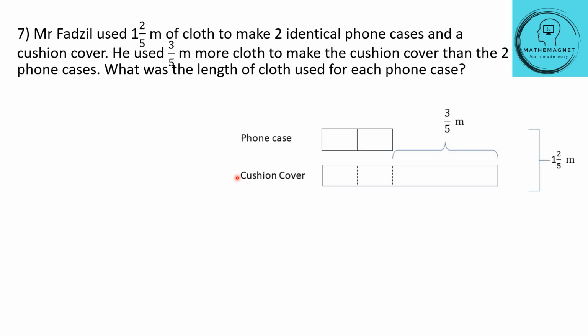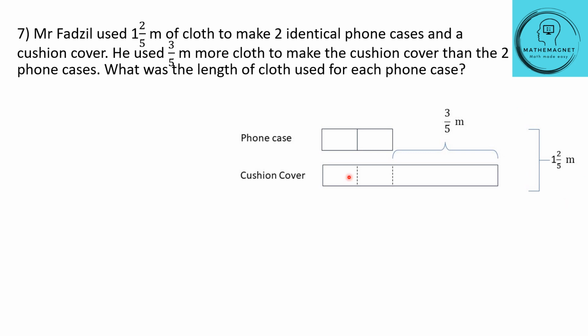Now phone case, we know he has made two phone cases, so we draw two boxes and we draw a cushion cover that is of a longer length, since we know that the cushion cover utilized 3 by 5 meters more cloth, correct? So now this differential amount is 3 by 5 meters, and we know that this portion also will be equal to 2 units of phone case, correct? They are of the same length as the phone case. Now the total length is 2 by 5 meters.